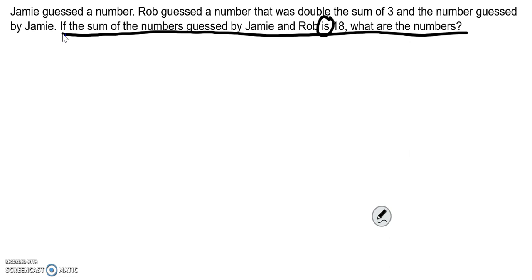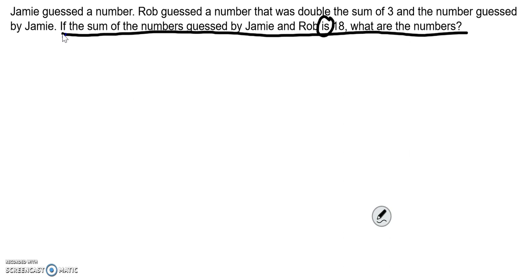It says Rob guessed a number that was double the sum of 3 and Jamie. So instead of just saying like 9 times 9, technically you could split it up, not 9 times 9, 9 plus 9, and you could split it up by the double. So I think what you're saying is that they wrote that to help us know how to write both numbers.